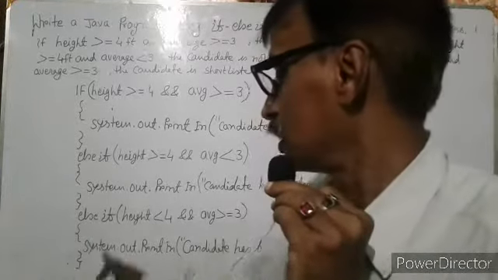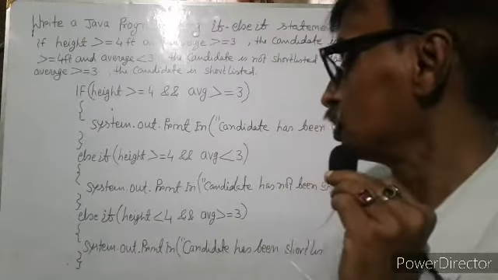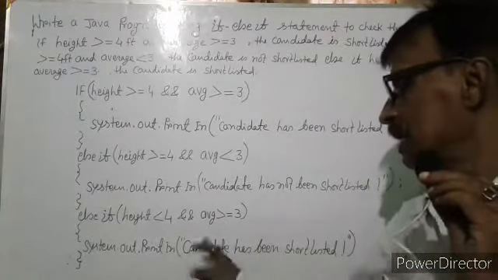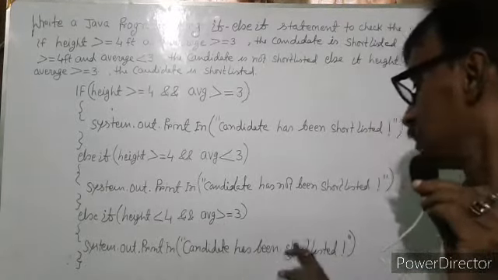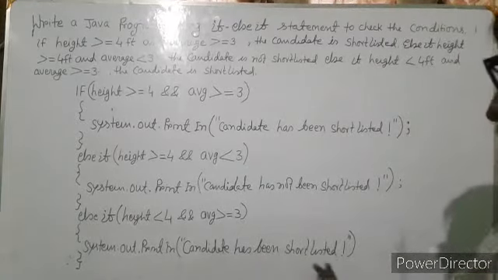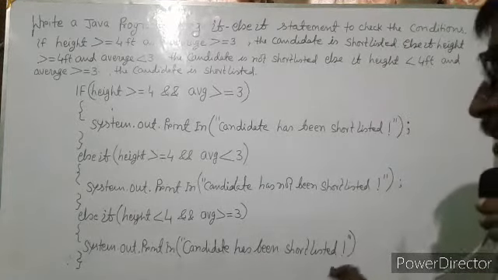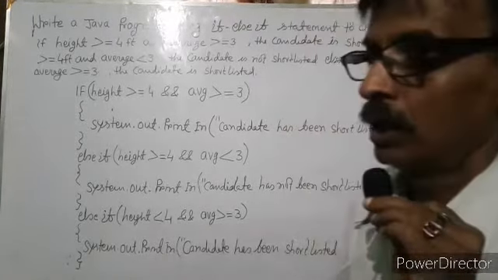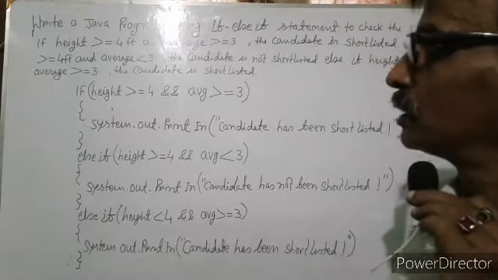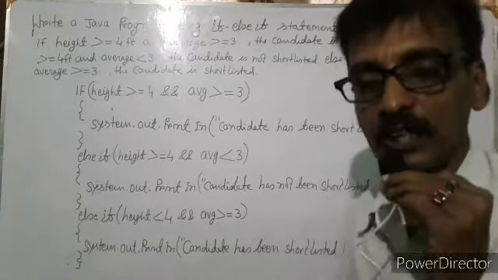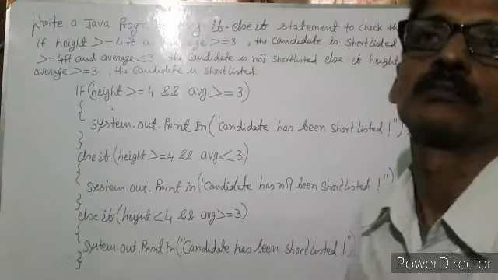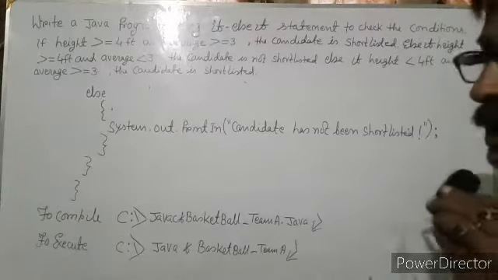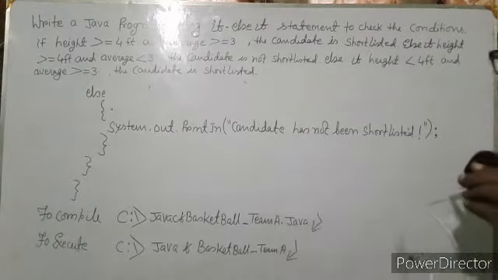braces begin, System dot out dot println parenthesis begin, candidate has been shortlisted, sign of exclamation, quotes close, parenthesis close, braces end. Now you may copy these things from the board. Continue on the next page.